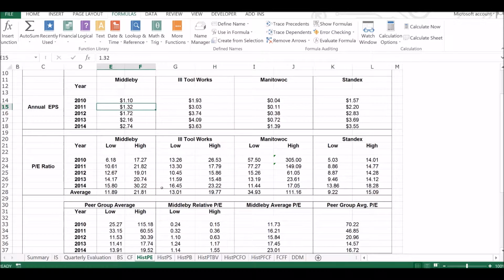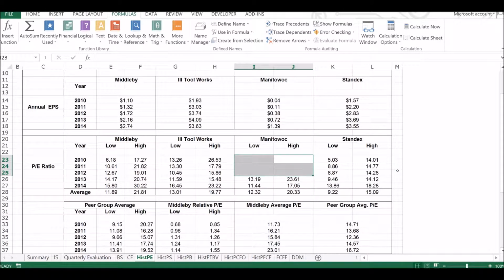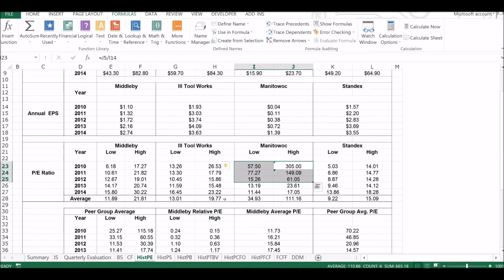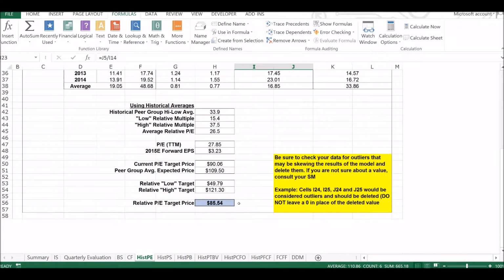Let's undo all of that. So you can see here, when you go along and look at Manitowoc, you would want to delete these values here. These are going to mess with your valuation model and cause artificial increases or decreases in the target price. So you'd remove those. Now you can see that before this was around $85 a share. So if we put these back in, $85.54.